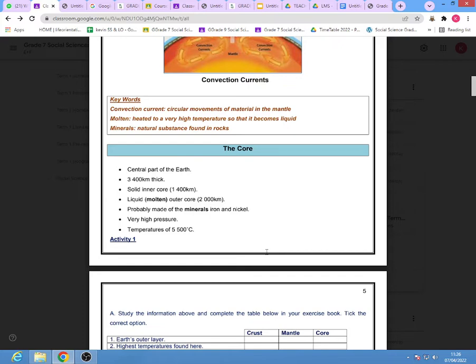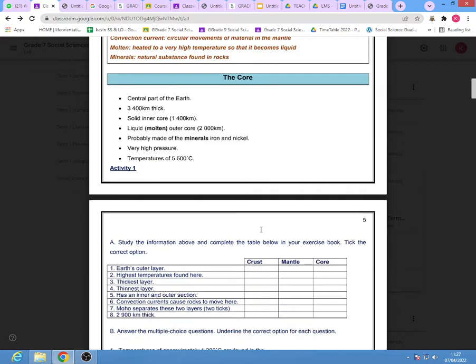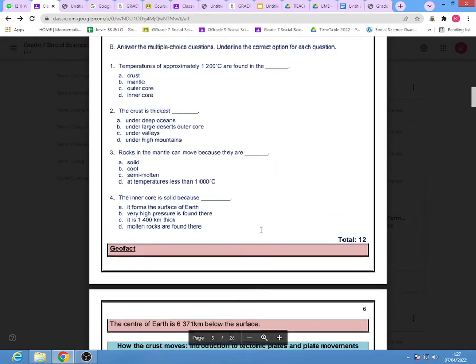Right. So the outer core is in a molten state, and it's about 2,000 kilometers thick. And then it's probably made out of minerals like iron and nickel. And remember, we said it's under high pressure because of the pressure coming from the mantle and the crust. Okay, let's move on.